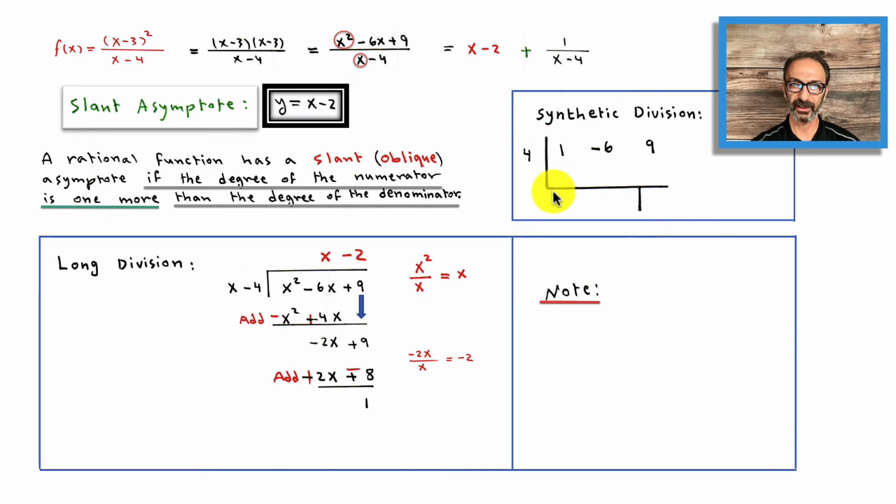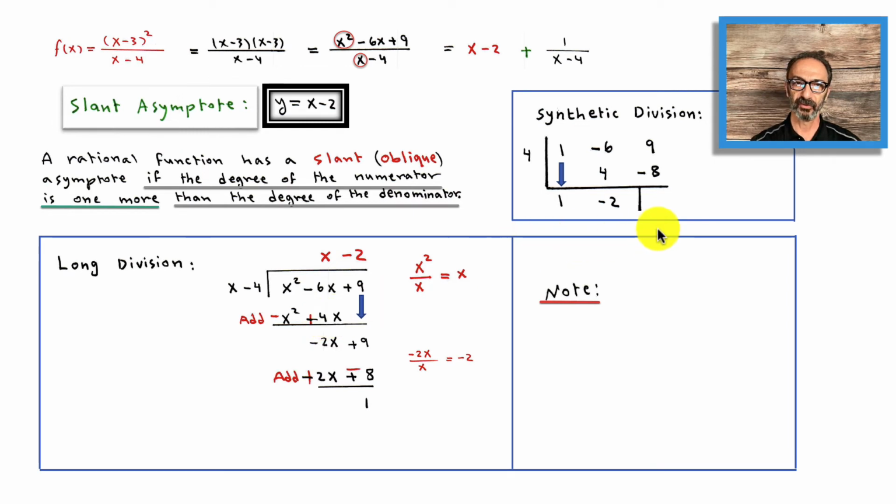So, anyway, how do we do it? We bring the 1 down. We multiply 1 times 4. We put it right here, which is a 4. We add these two numbers, and that's negative 2. We multiply negative 2 times 4, and it goes right here, which is negative 8. Notice that the numbers that we have, they're just right there. See the negative 8? Do you see the 4? Right here.